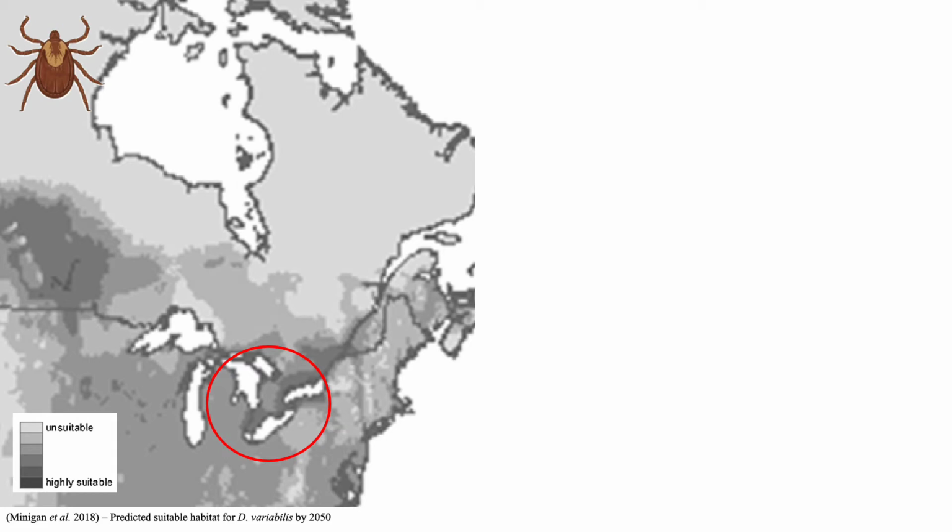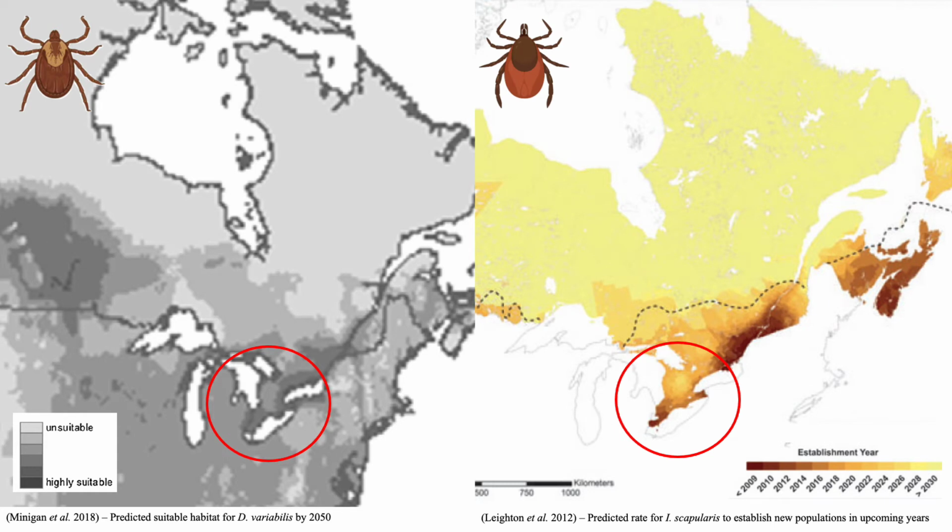The map here shows the predicted suitable habitat for wood ticks by 2050, in which wood ticks are likely to have established populations well into northern Ontario. Blacklegged ticks are also expected to establish in northern Ontario in a similar time frame, as seen in the map to the right. Since both tick species can transmit zoonotic pathogens to several host species, including humans, they are important parasites to monitor. Wood ticks can transmit Rickettsia rickettsii, the causal agent of Rocky Mountain spotted fever, while blacklegged ticks can transmit Borrelia burgdorferi, the causal agent of Lyme disease.